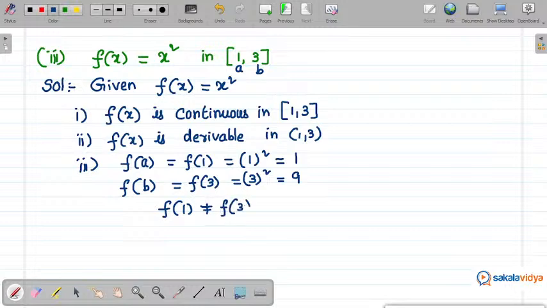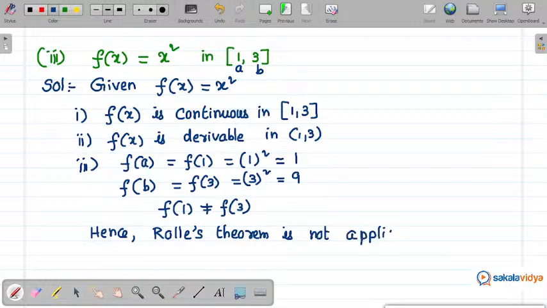But according to Rolle's theorem, f of a must be equal to f of b in order to apply Rolle's theorem. Now Rolle's theorem cannot be applied because f of a does not equal f of b. So hence Rolle's theorem is not applicable in this case.